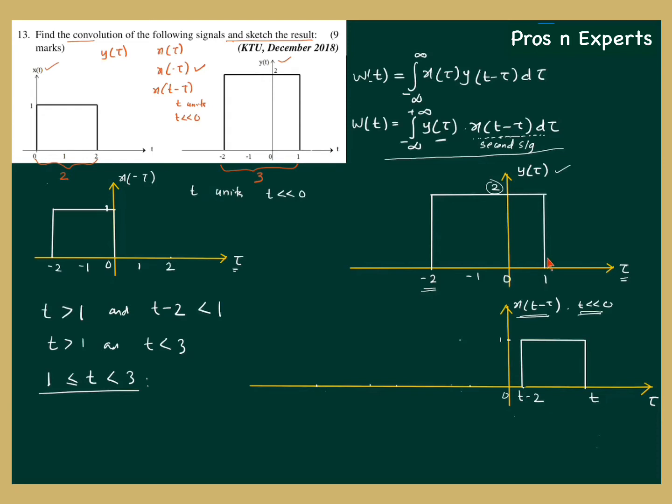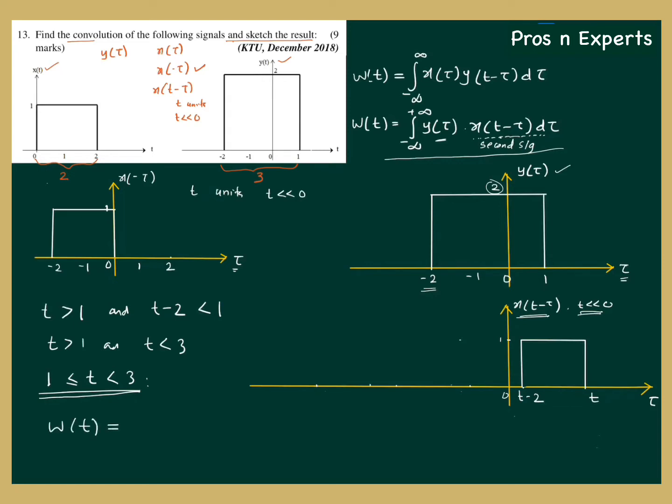The leading edge has gone out of y of tau, so t is greater than 1, that's what we have written here, and the trailing edge is still inside y of tau, that means t minus 2 is less than 1, that is what we have written here, and we have arrived at this condition, 1 less than or equal to t less than 3. So this is the next interval that we are going to evaluate the output.